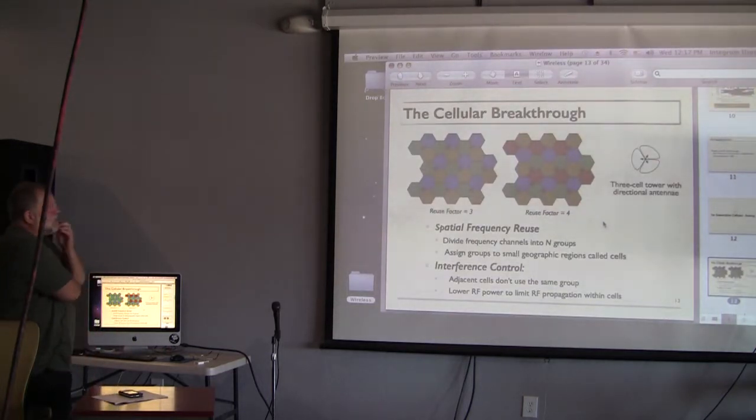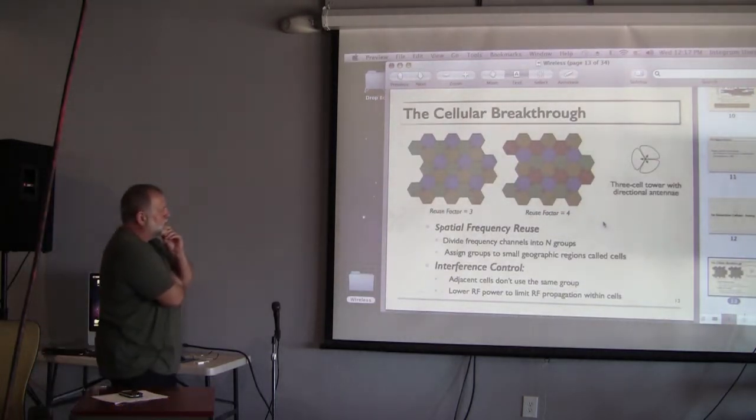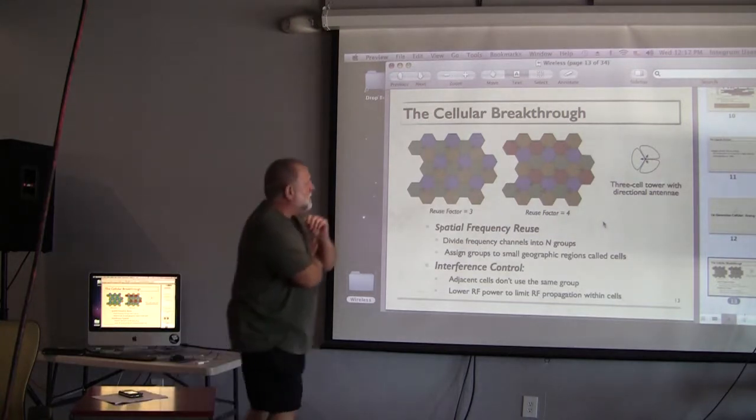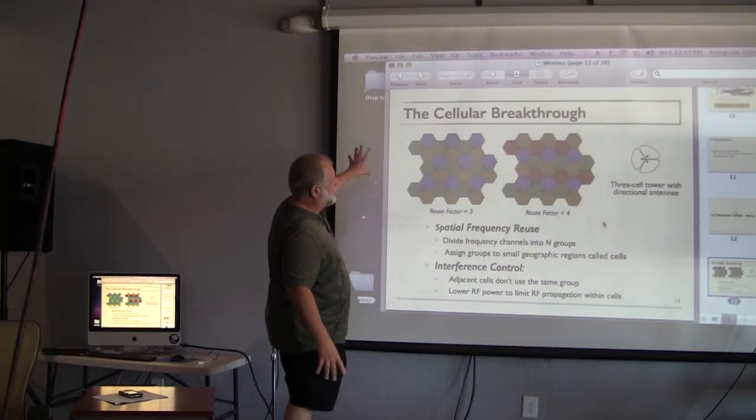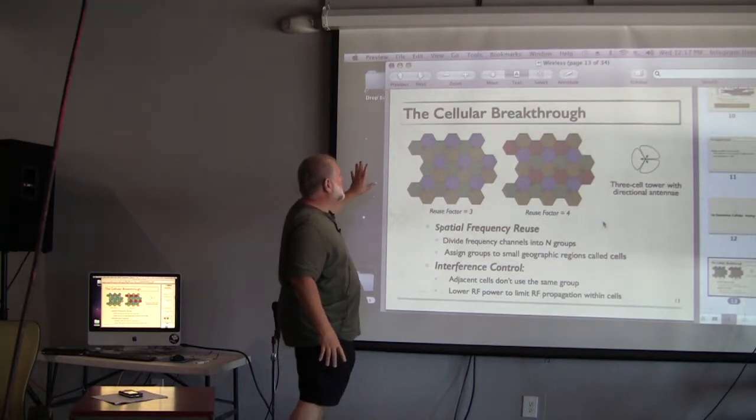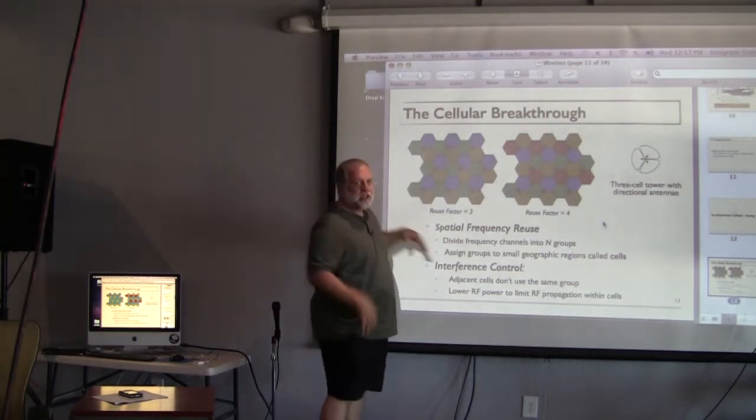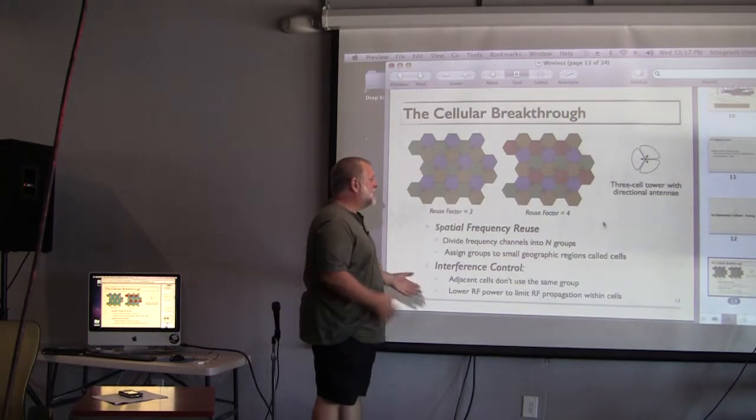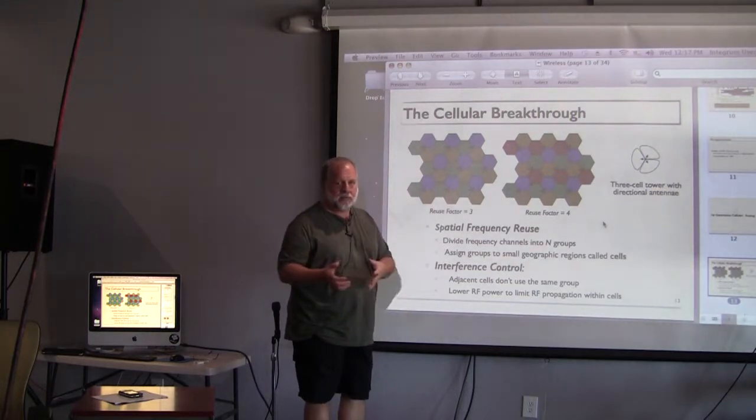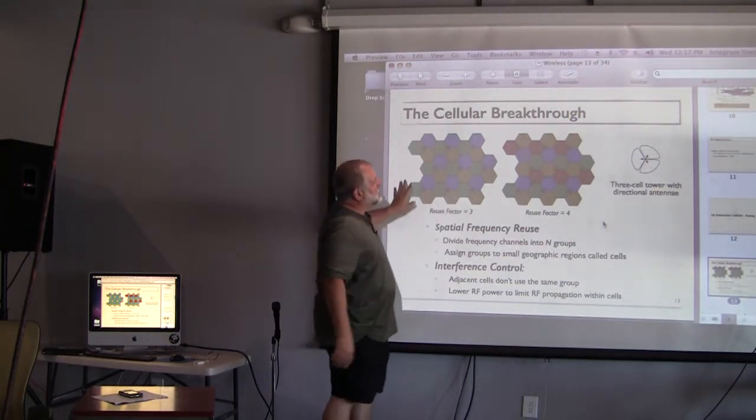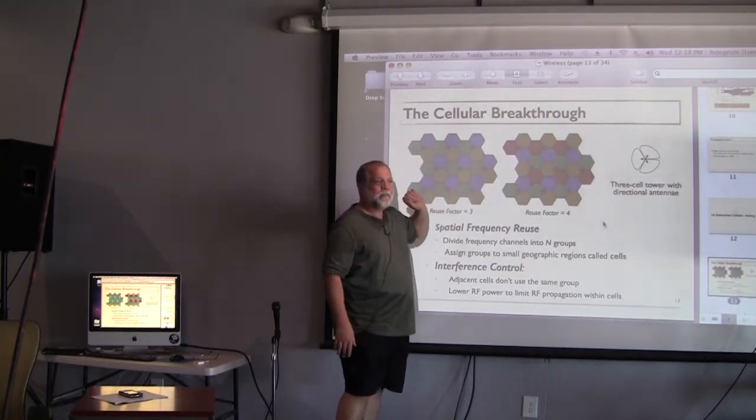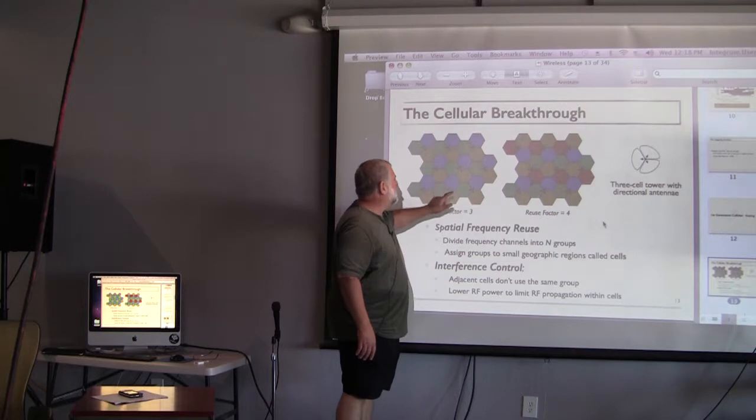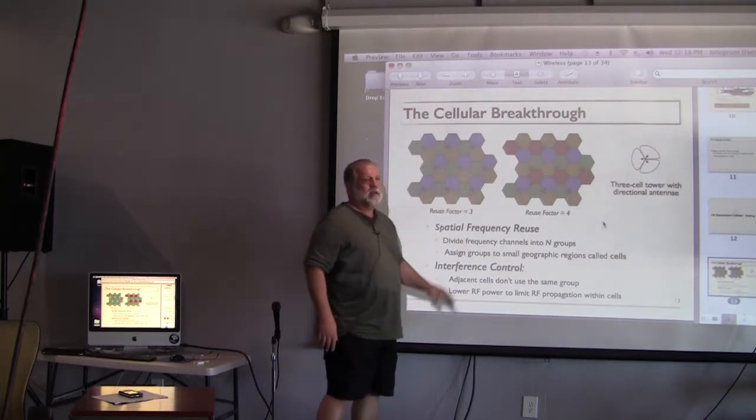And the basic idea was to make it into a cellular system. Okay, so the brightness here is not coming through too well. But basically what you do is you take your channels and you divide them into groups. So you've got your frequency channels, you divide them into groups. You divide your geographical area into cells. And then each cell, which is each color here, is a different group.